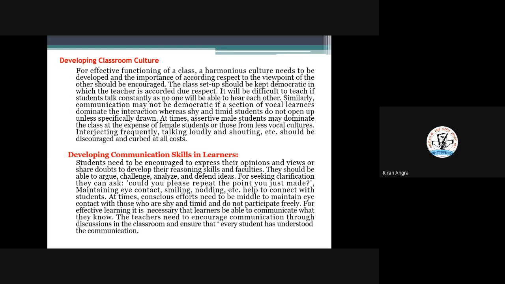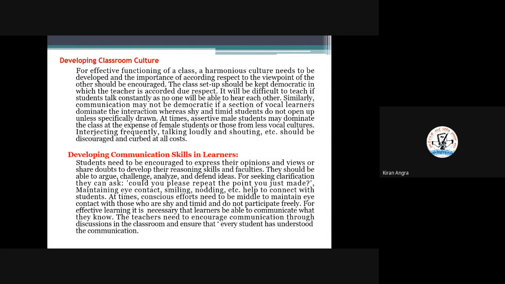So the students in such cases need to express their opinions. They should share their doubts, their reasoning skills and faculties. I hope your class should be able to make them argue. Argue does not mean loud conversation. Argue means if they think about some other points, they are able to express themselves.